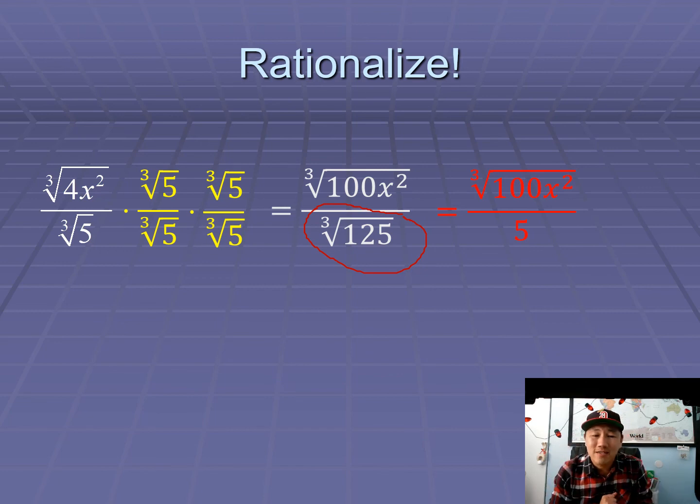That's multiplying and dividing radicals, and then rationalizing them when you have a radical in the denominator. Go ahead and try your homework.